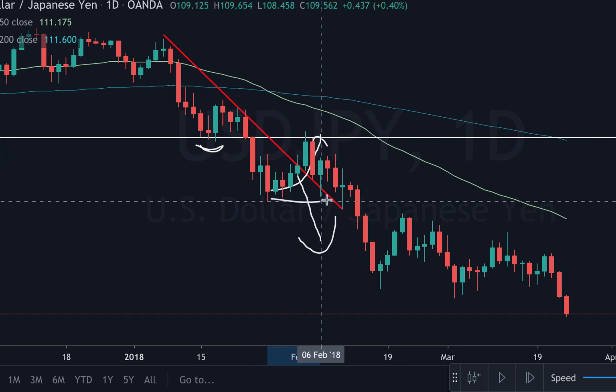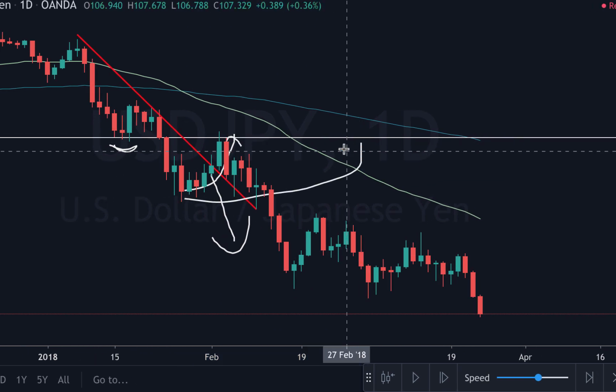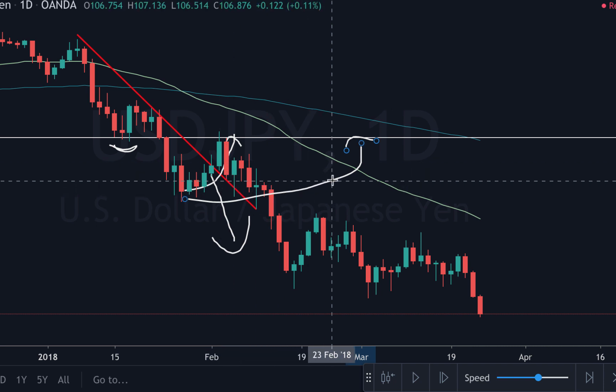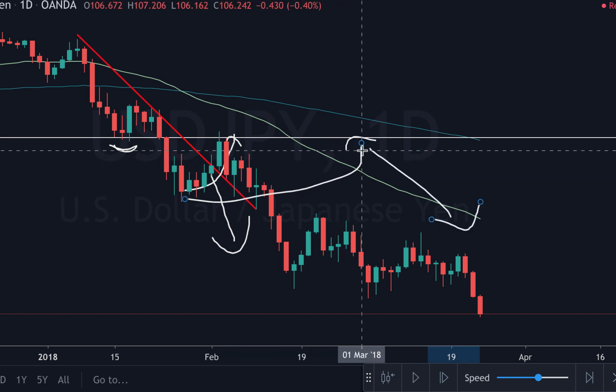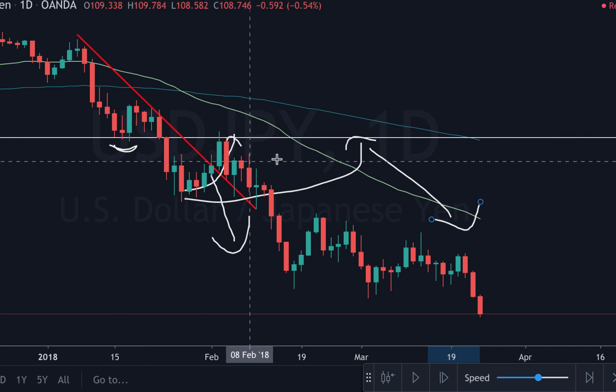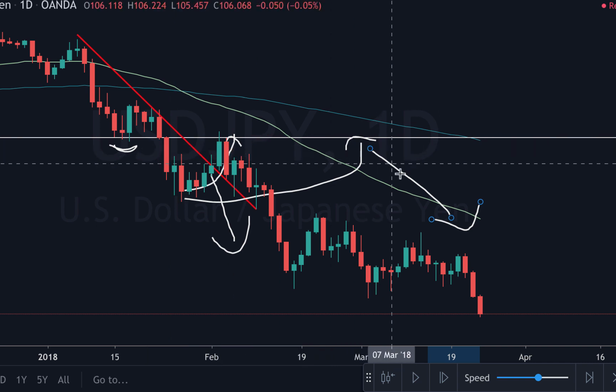So it could go even that way. It can start ranging for a long time, keep going up, but retest previous support, which is now resistance, and continue to go down.